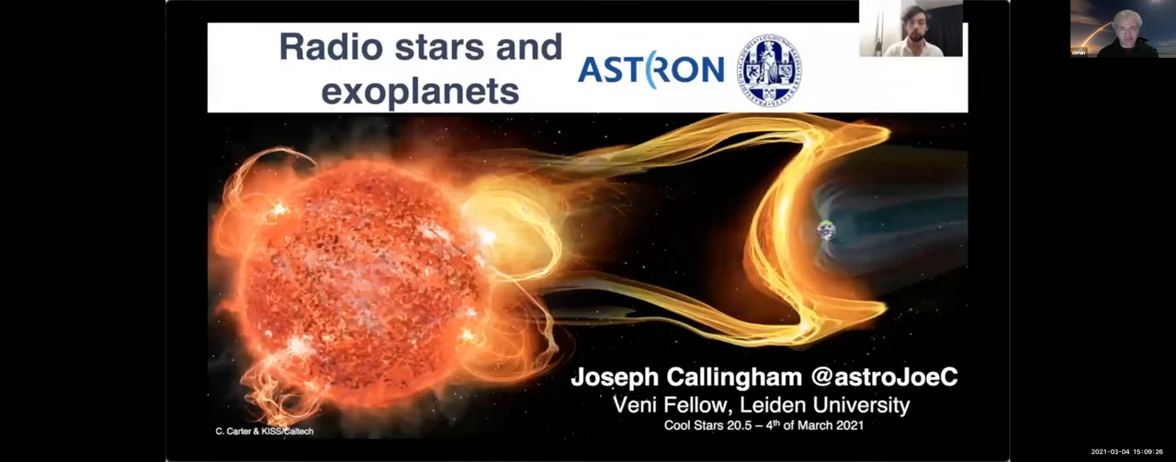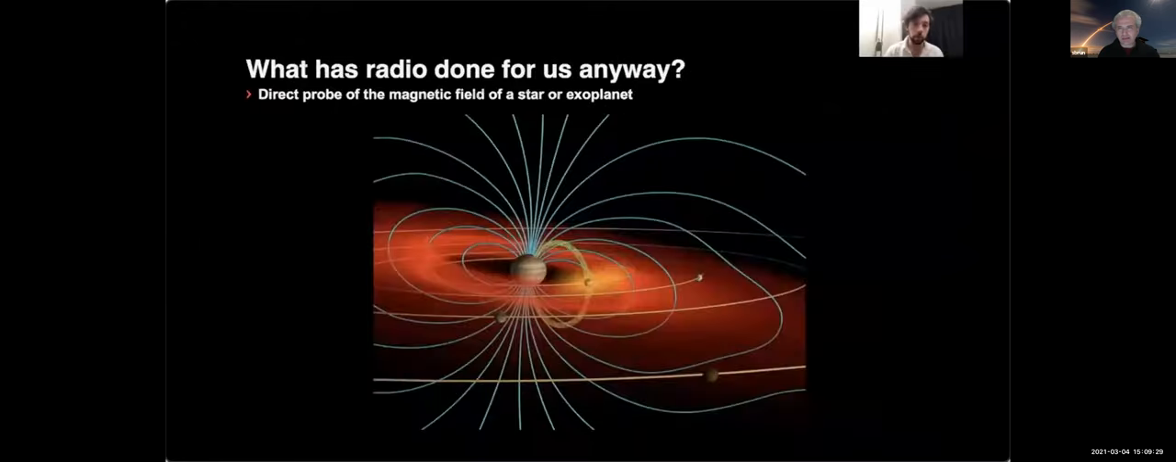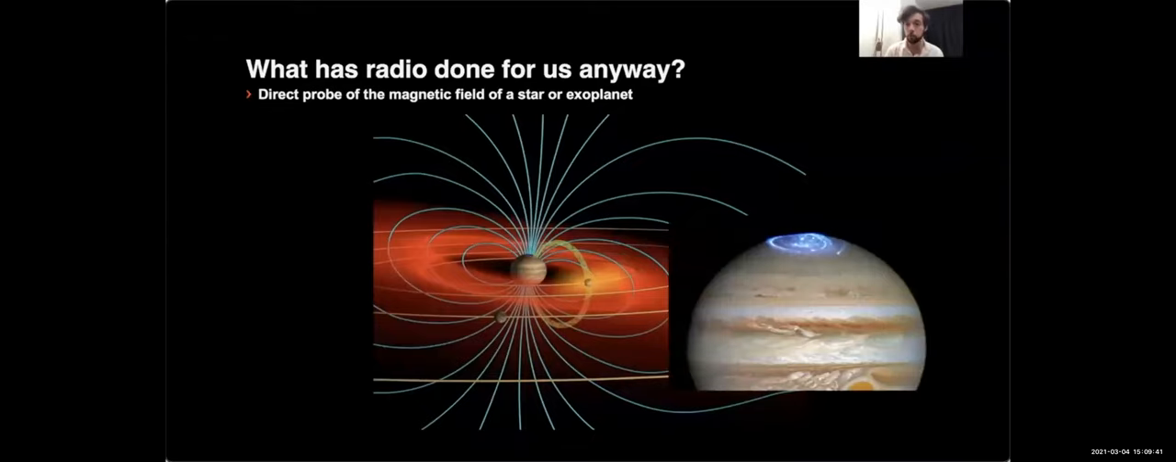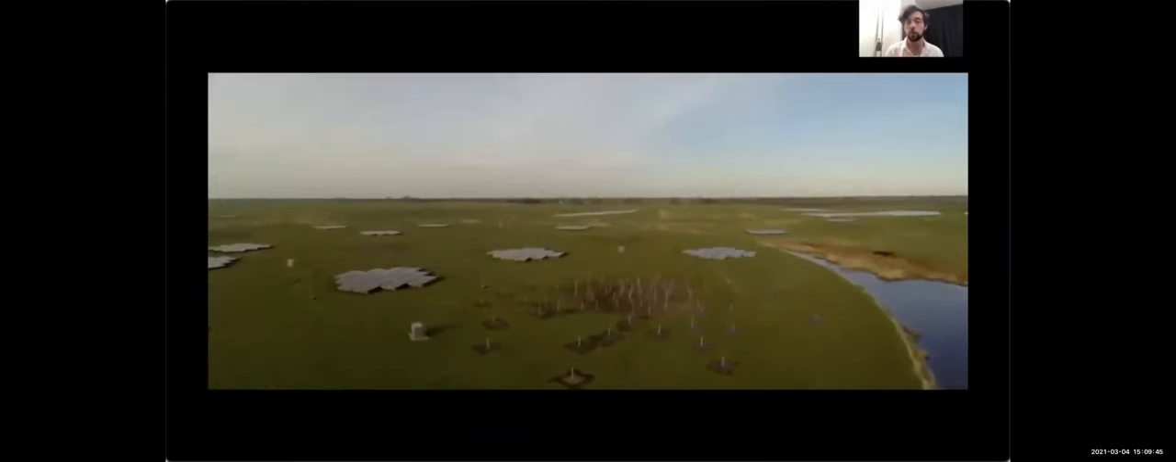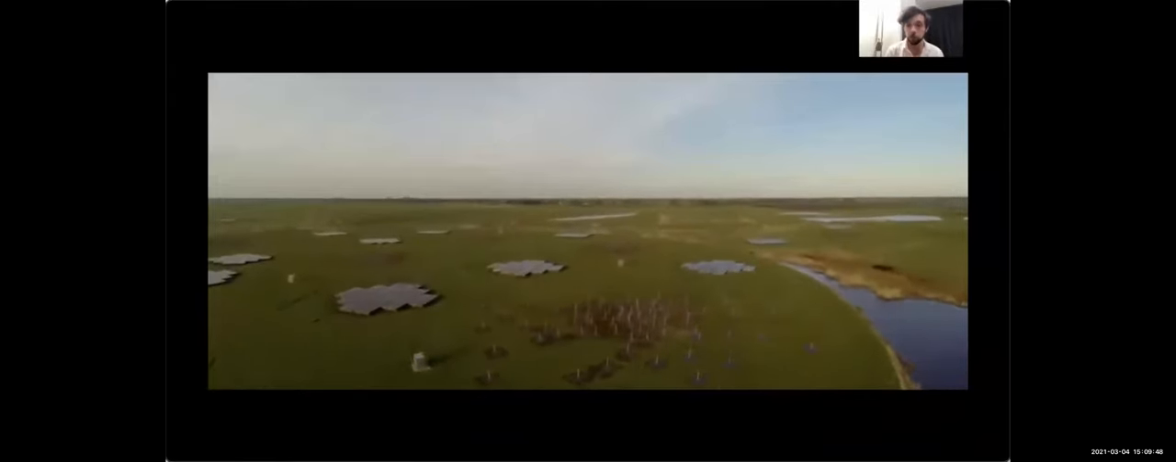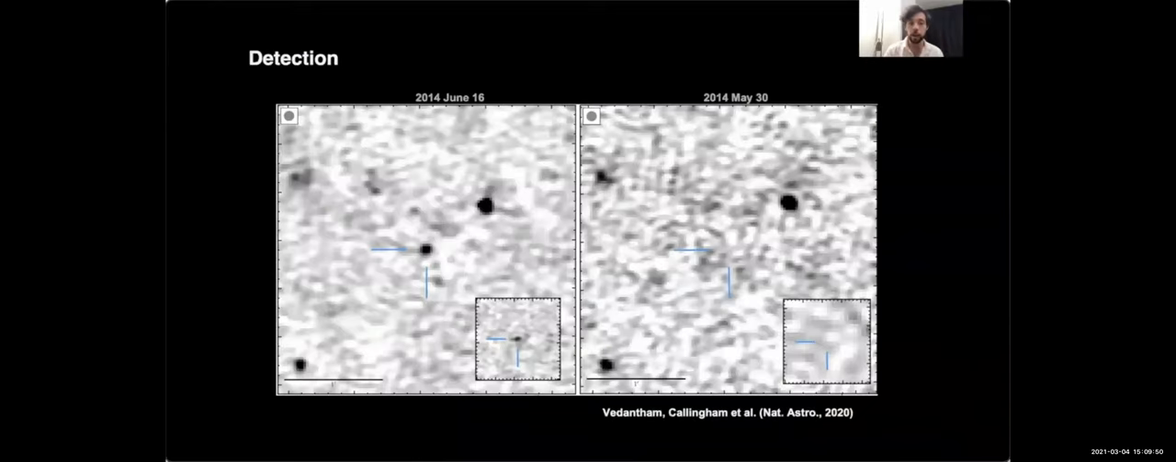Hello, my name is Joe Callingham. I'm going to talk to you about radio stars and exoplanets at low frequencies. What can a low frequency detection of a stellar system tell us? It can give us a direct measurement of the magnetic field strength of the potential radio emitting star or exoplanet, as modeled off the Jupiter-Io system, where Io is driving these beautiful aurorae on Jupiter. We've used the Dutch radio telescope called LOFAR to try and find these systems outside our solar system because it's so sensitive. And this is our first detection of GJ1151, an M-dwarf system, which you can see appear on the left and disappear on the right between two different epochs.